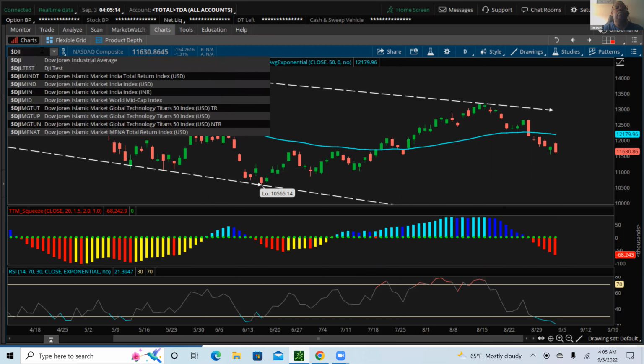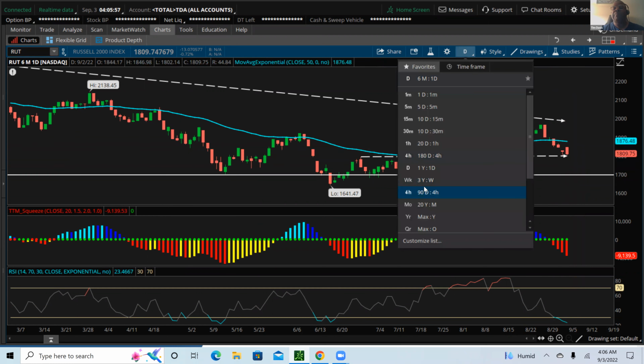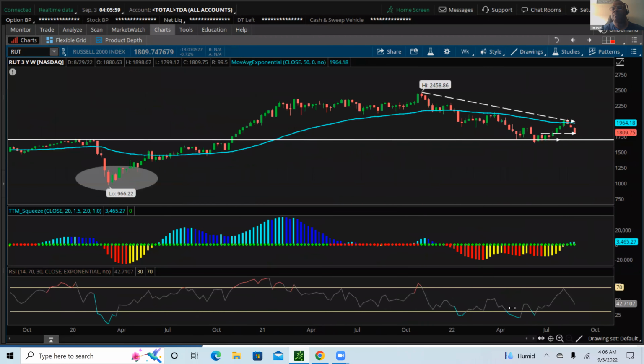And take a look at the Russell. It's even closer to its June lows, and closer to the pivot point. So again, RSI is oversold on the daily chart. We can see a little short-term rally and then right back down. Because again, if you look at the weekly charts, they are definitely starting to roll over.